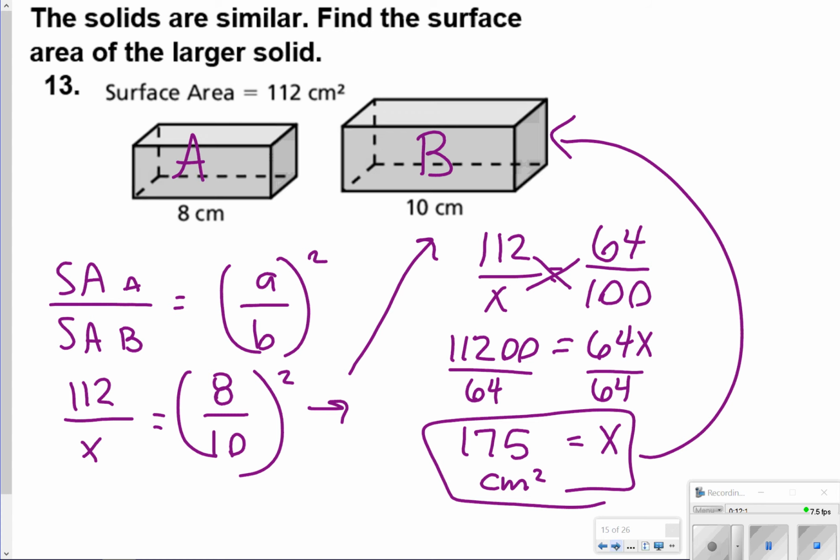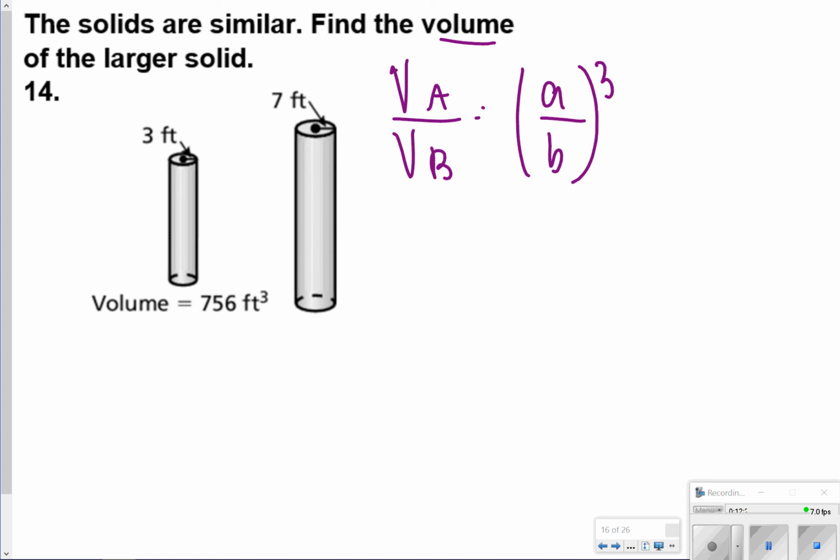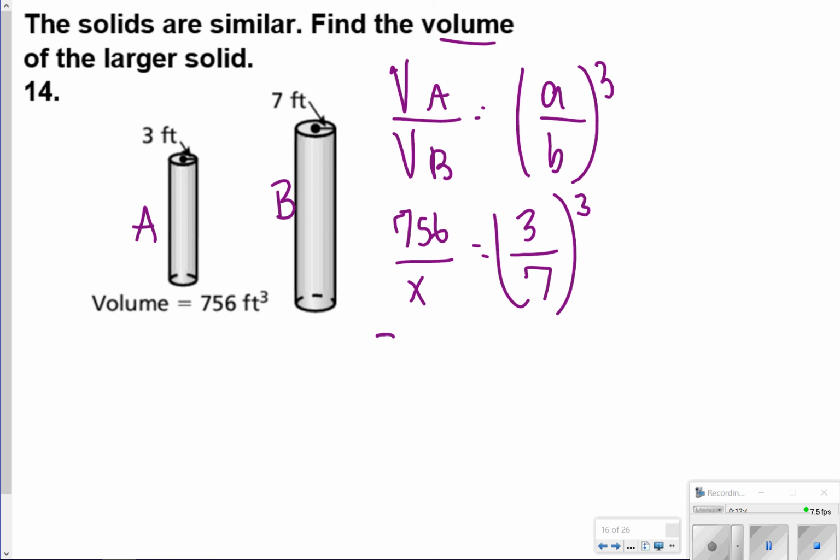Okay. Number 14, kind of done the same way, except now we're talking about volume. So remember, the volume of A over the volume of B is equal to side A over side B, but this time we're cubing. Okay. So I'm going to say the little one is A, and the larger one is B. The volume of A is given to us, that's 756. Volume of B is not. Side A is given to us, which is 3. Side B is given to us, which is 7. We're going to cube both of these, so we'll have 756 over x is equal to 27 over 343.